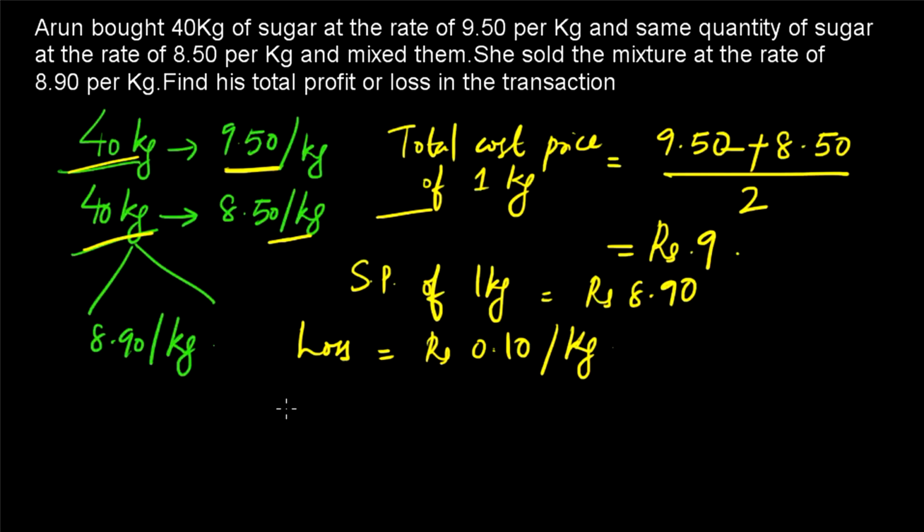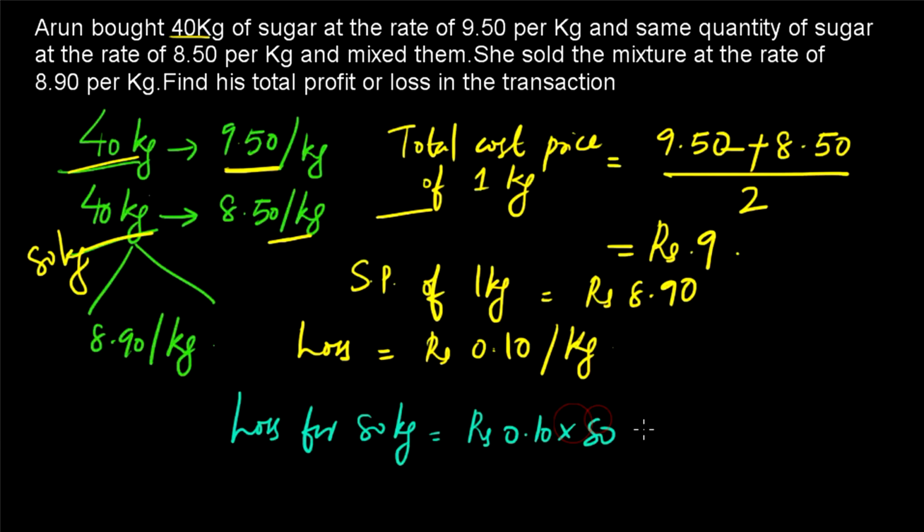So here how many kilograms are there? 40 kilogram and 40 kilogram. The total will come to 80 kilogram. So 80 kilogram is sold here. When 10 paisa is the loss for 1 kilogram, then the loss for 80 kilogram will be 10 paisa into 80. So the final answer is rupees 8. So 8 will be the total loss for 80 kilogram.